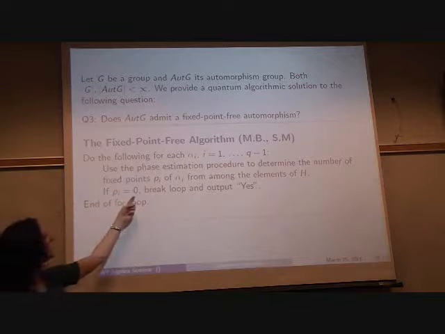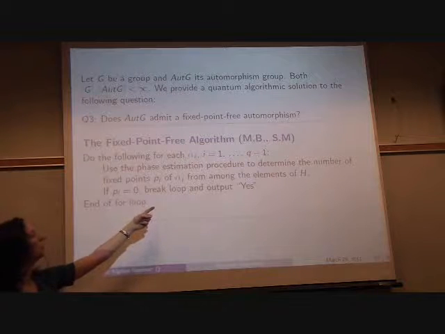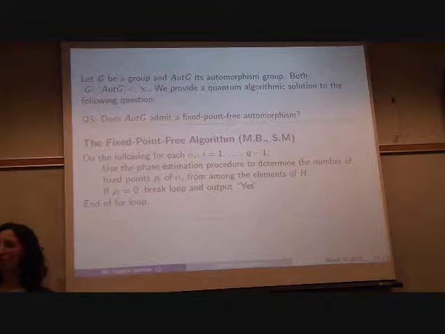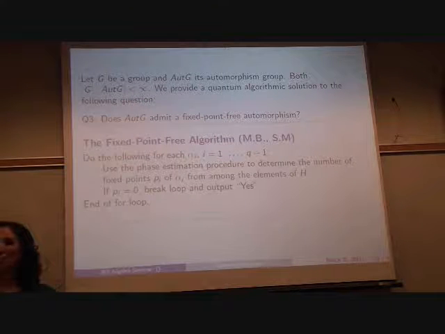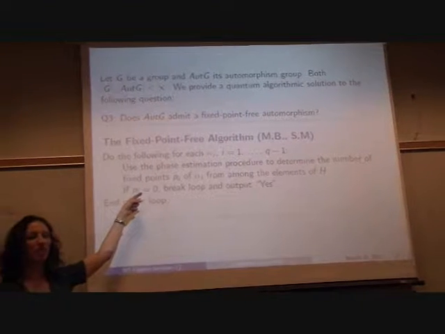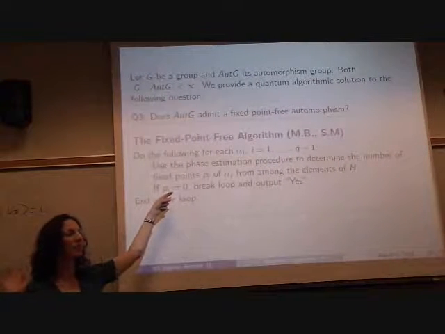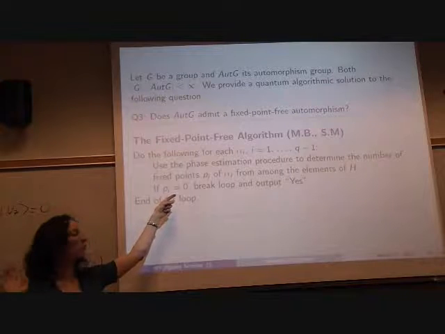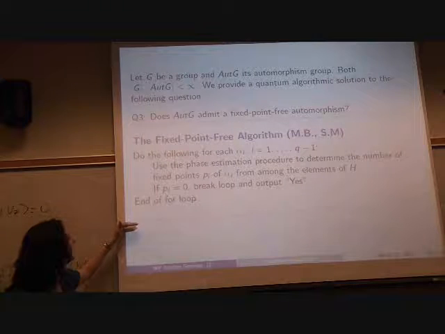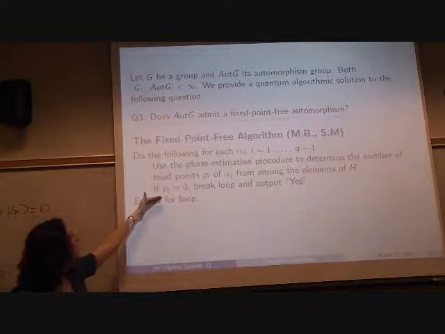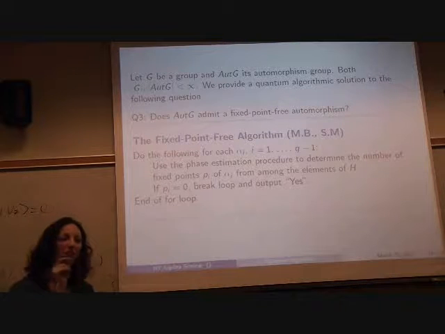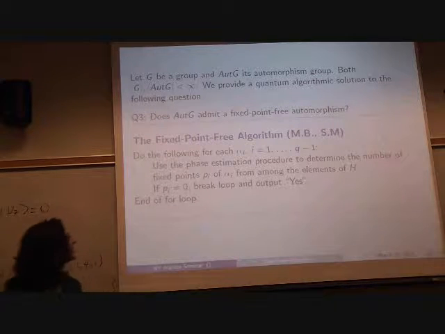If the number of fixed points is 0, we break our loop and we output yes. Because remember, we were just concerned, does there exist one fixed point free automorphism, yes or no? So if we find it somewhere along the way, we break out and we just say, yes, we found that there exists some fixed point free automorphism. If we somehow get through this whole thing, we may have the automorphism that's fixed point free. It may be the very last one. So we have to make sure we go through each and every one on our list.